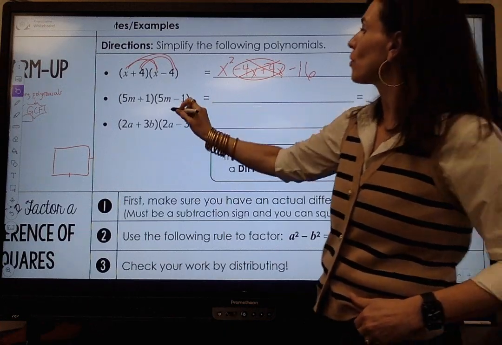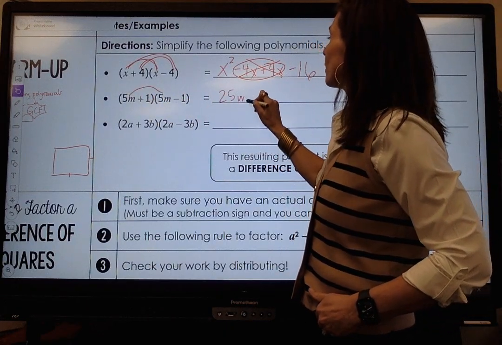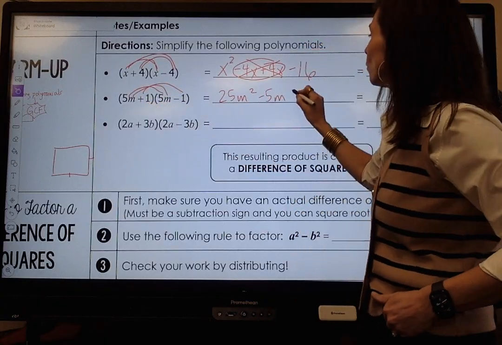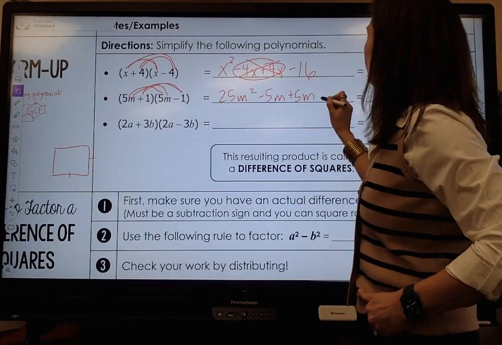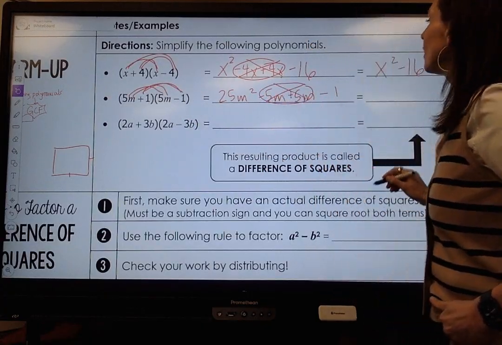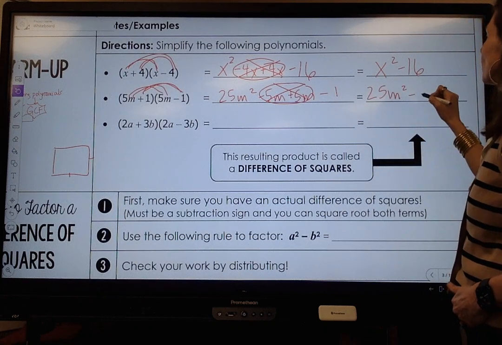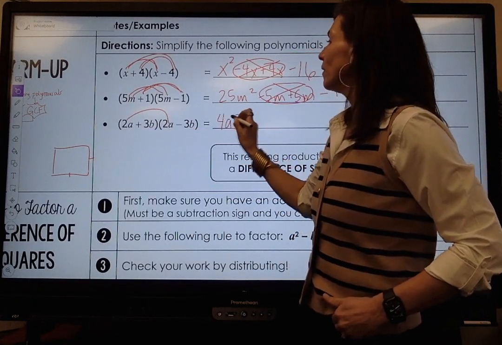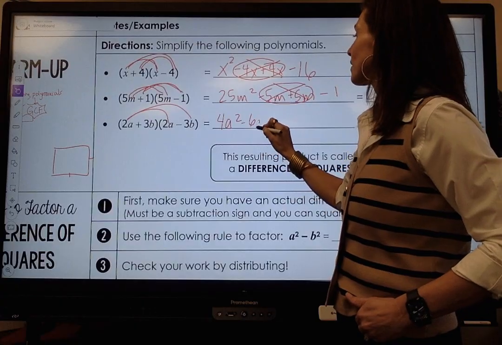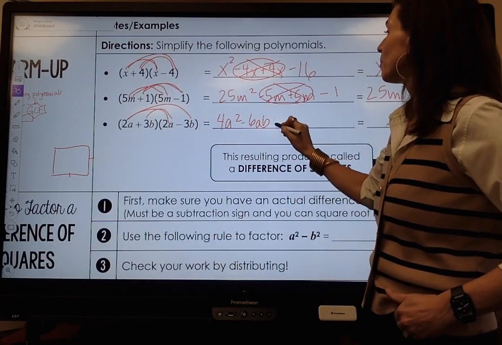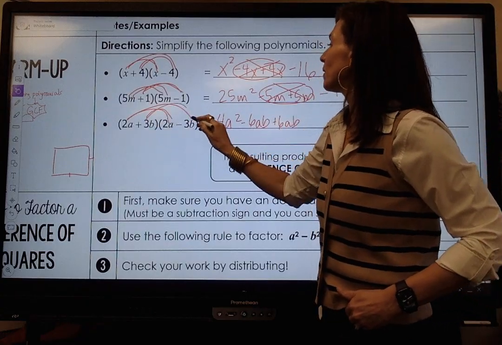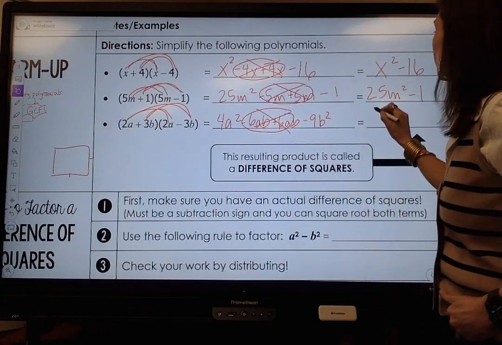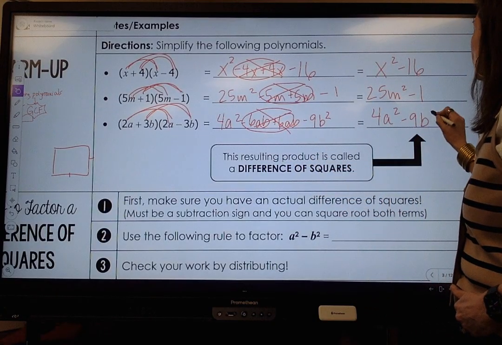Okay? When you distribute this out, we get 25m squared minus 5m, double distribution, so I'm distributing the 1. And then 1 and negative 1 is negative 1. These guys cancel out, and I'm left with 25m squared minus 1. And this guy, we get 4a squared. 2a times negative 3b is negative 6ab. 3b times 2a is positive 6ab. And 3b times negative 3b is negative 9b squared. These guys cancel out, and I'm left with 4a squared minus 9b squared.